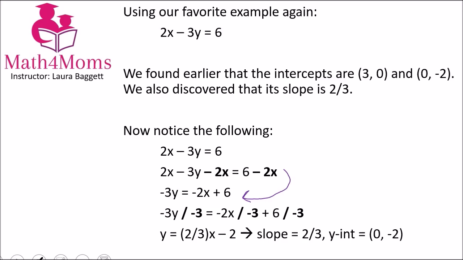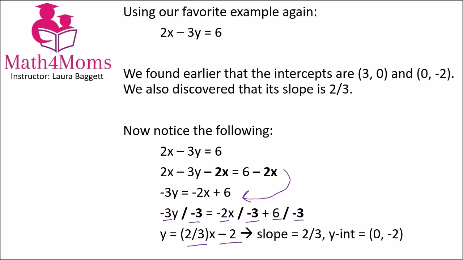And we end up with, let's see, negative 3 divided by negative 3 is positive 1. And then negative 2 divided by negative 3 is positive 2/3. And then 6 divided by negative 3 is negative 2. Okay, so that's where all of those different numbers are coming from. So after rearranging this formula, solving the equation for y, we end up with y is equal to 2/3 x minus 2.